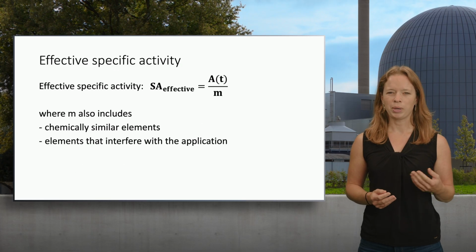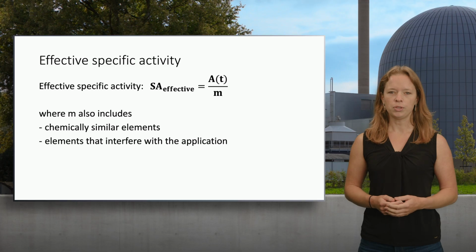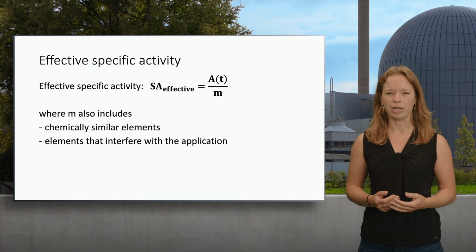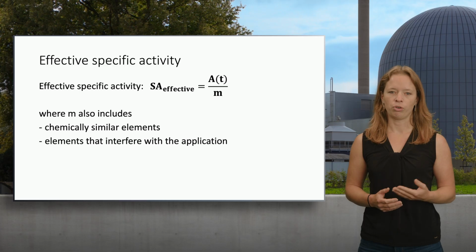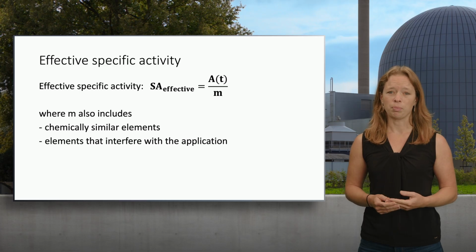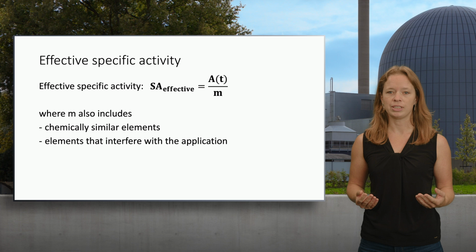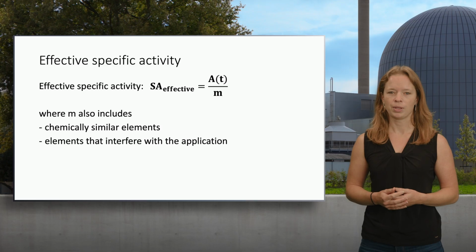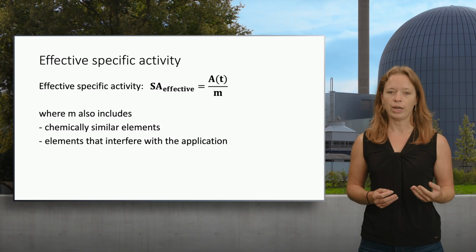You can imagine that from an application point of view, the producer's definition of specific activity might be a bit narrow. If you're looking to use the radionuclide to label a radiopharmaceutical, it also matters whether there are any other elements in the sample that might interfere with the labeling, for instance because of similar chemical properties. A more useful quantity in that case is the effective specific activity. It's calculated in the same way as the specific activity, but then the mass also includes chemically similar elements.